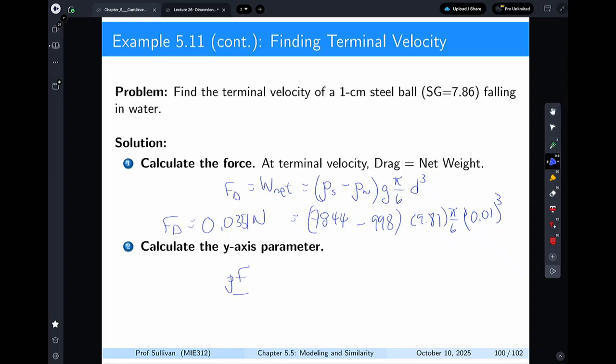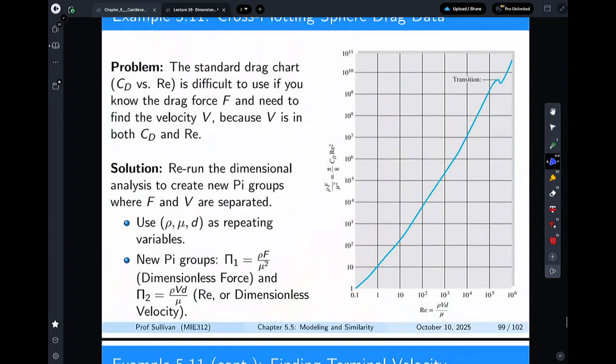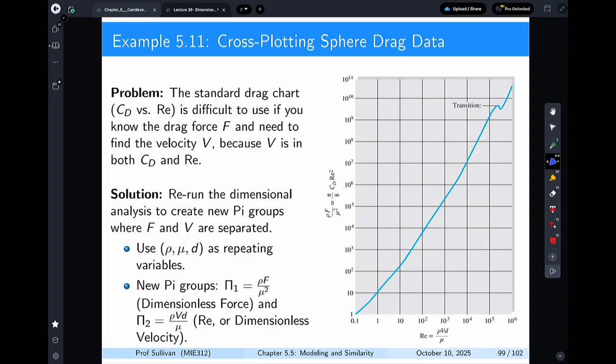And so your rho F over mu squared is 998 times 0.0351 over 0.001 squared, which is 3.5 times 10 to the 7th. So I have a number that I can use right away. And what I'll do is read that off of my chart over here. If I have 3.5 times 10 to the 7th, it's somewhere here.